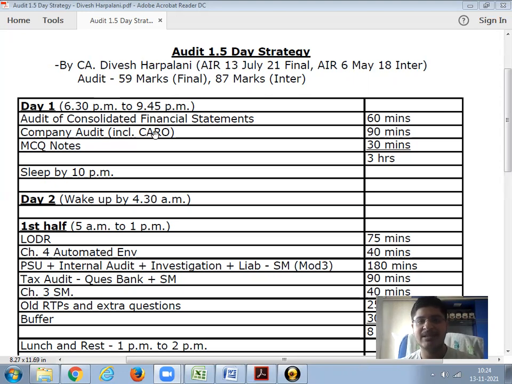Also, a disclaimer that this is not an ideal 1.5 day planner. At the end of the day, every one of us has their own way of studying. You might take more time in COE, I might take more time in the investigation chapter. So obviously the time taken will differ.